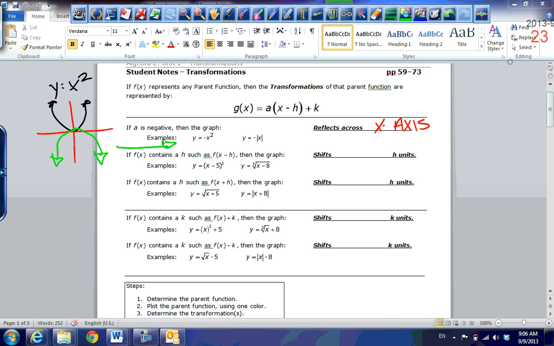Questions about what's happening there with the flipping or anything like that? Anytime there's a negative, it just flips. That's all you gotta know. Flips, flips, flips.